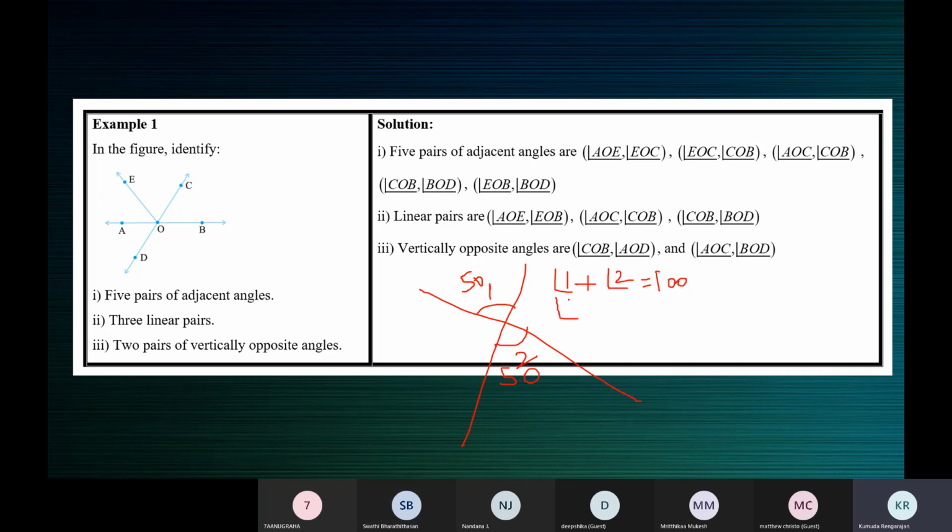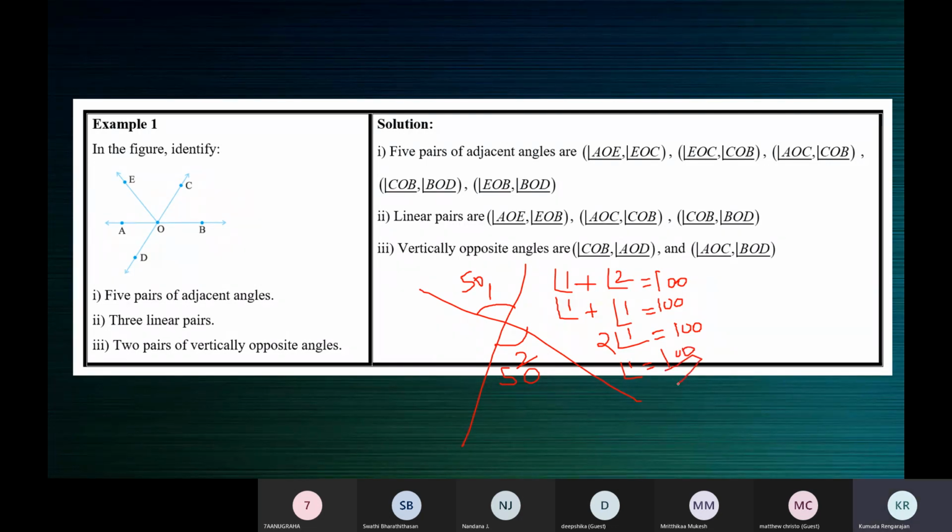But angle 1 and 2 are equal because they're vertically opposite angles. So I can write angle 1, instead of angle 2, I can write angle 1 itself because angle 1 and 2 are equal. Angle 1 plus angle 1 is equal to 100. See, these are the steps. Okay, now what is 1 plus 1? Twice of angle 1, because x plus x is 2x. Similarly, angle 1 plus angle 1 is twice of angle 1, which is 100. So angle 1 will be equal to 100 by 2.